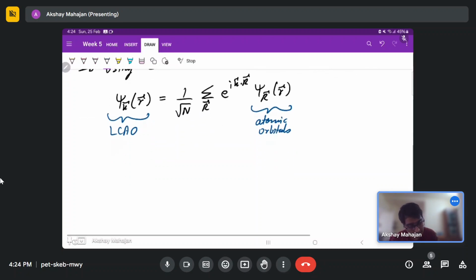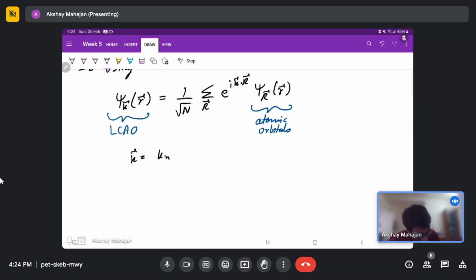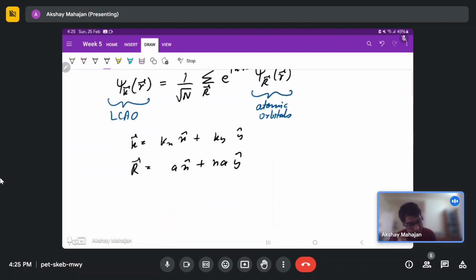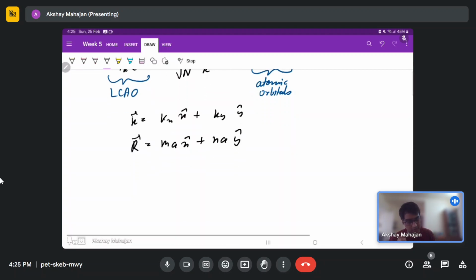Now I will take the k vector as kx times x cap plus ky times y cap. And my r vector, which is my real lattice parameter, will be m a times x cap plus n a times y cap. So with the r vector I can go to any of the lattice points. It will be some integer times the a1 vector, which is a x cap, and n times the a2 vector, which is a y cap.